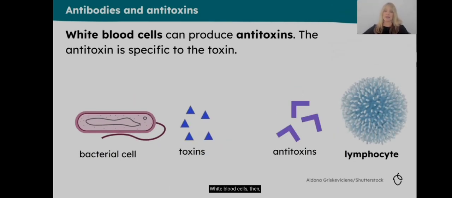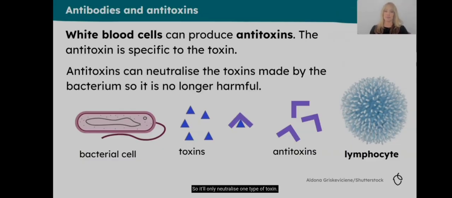White blood cells then, as well as being able to produce antibodies, they can also produce these things called antitoxins. The antitoxin, just like the antibody, is actually specific for its own toxin. Okay, so it will only neutralize one type of toxin. So what they do is they neutralize that toxin, and then that makes the bacterium no longer harmful to us. Okay, so if you can neutralize that toxin that's being produced by the bacteria, it's no longer going to be damaging your tissues, and therefore you're not going to feel unwell.